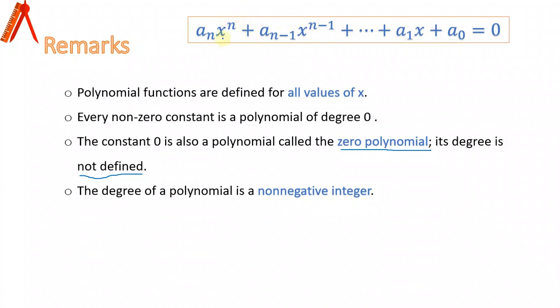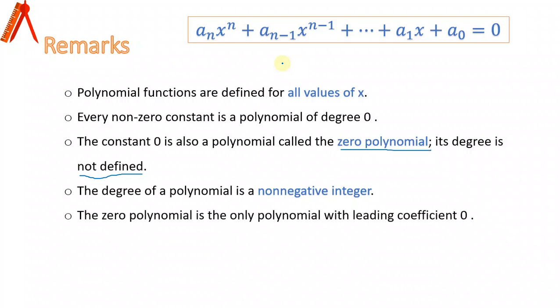Because the greatest power must be a non-negative integer. For example, if we could have a negative integer, like a x power minus 1, we can't say the degree of the polynomial is negative. So the degree of a polynomial is always a non-negative integer.